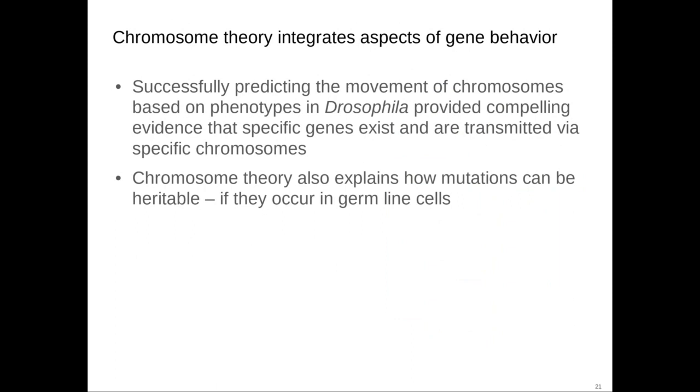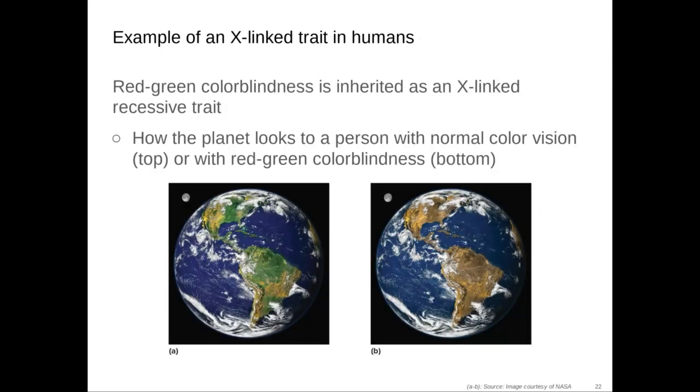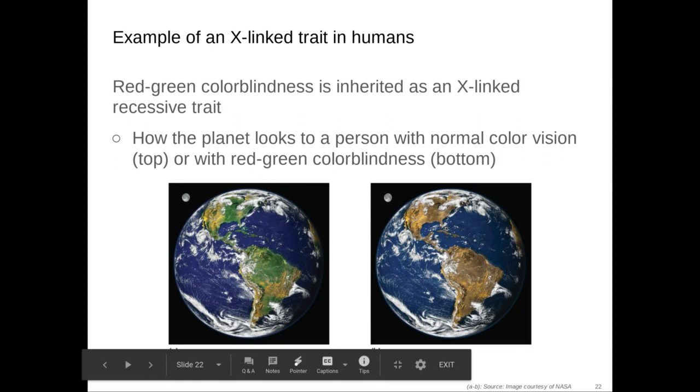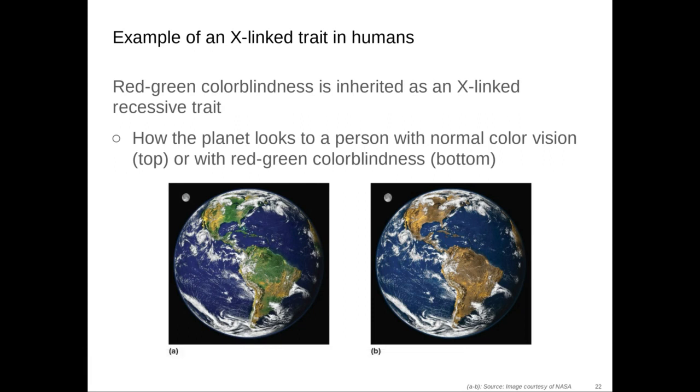And this also explains how mutations can be heritable, but only if they occur in germ cell lines. Right? You can't have a mutation occur in your throat and then be passed on. It has to occur in your germ line to then be passed down through the lines of germ cells. So let me give you an example of this in humans. The easiest to understand example is red-green color blindness.